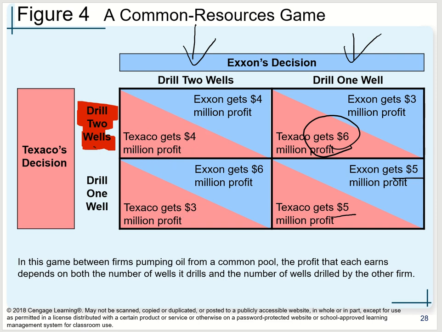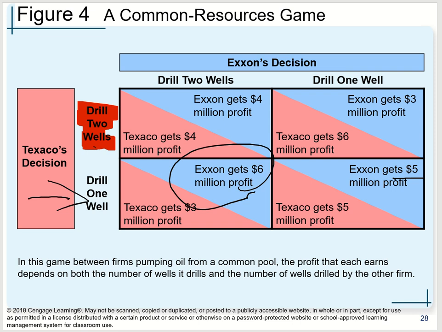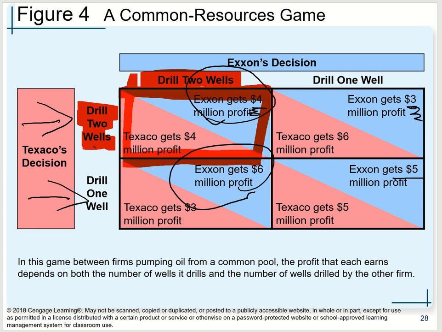Now let's look at the other side, Exxon and their dominant strategy. If Texaco does one well, then Exxon should do two, because they have $6 million profit with two, and only $5 million with one. If Texaco does two wells, then Exxon should do two as well, because 4 is better than 3, right? So for Exxon, doing two wells is also their dominant strategy. Both companies have a dominant strategy, and the intersection between the two dominant strategies is our Nash equilibrium. Okay.